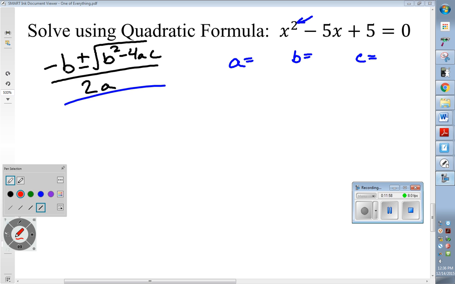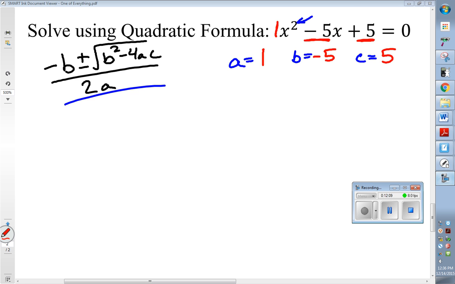Remember, whatever's in front of your x squared is your a, so it's 1. Whatever's in front of your x is your b. And whatever's tagged on the end is your c, whatever number's there. Then we're going to plug into this formula. So it says negative b, so that's negative negative 5, or positive 5.